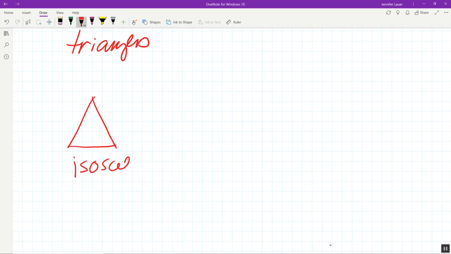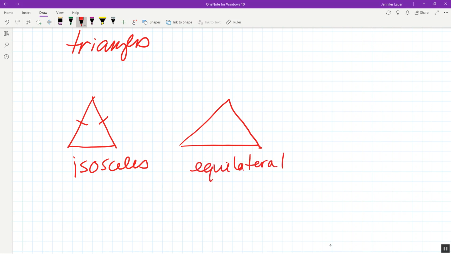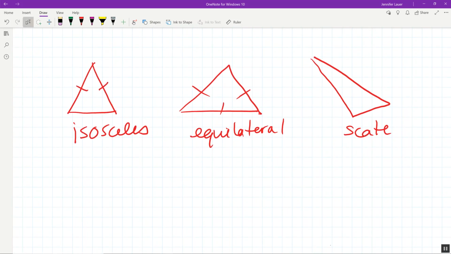There's isosceles. This means two of the sides are congruent. I'm trying to draw these nicely, but of course I probably can't. Equilateral, that means all sides are congruent, even though that doesn't look like it is. And then of course a scalene, which looks like this. And again, in the scalene, all the sides are unequal. Then anytime a triangle has a right angle in it, it's called a right triangle.